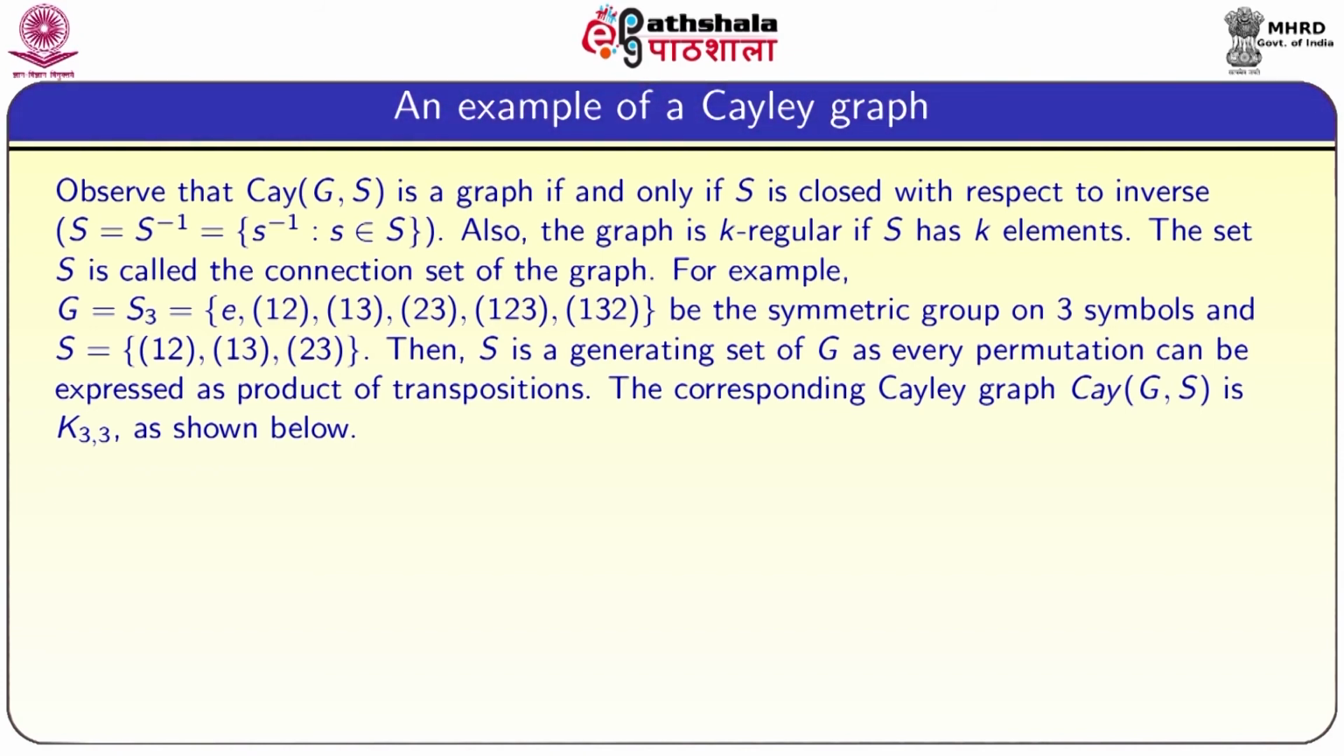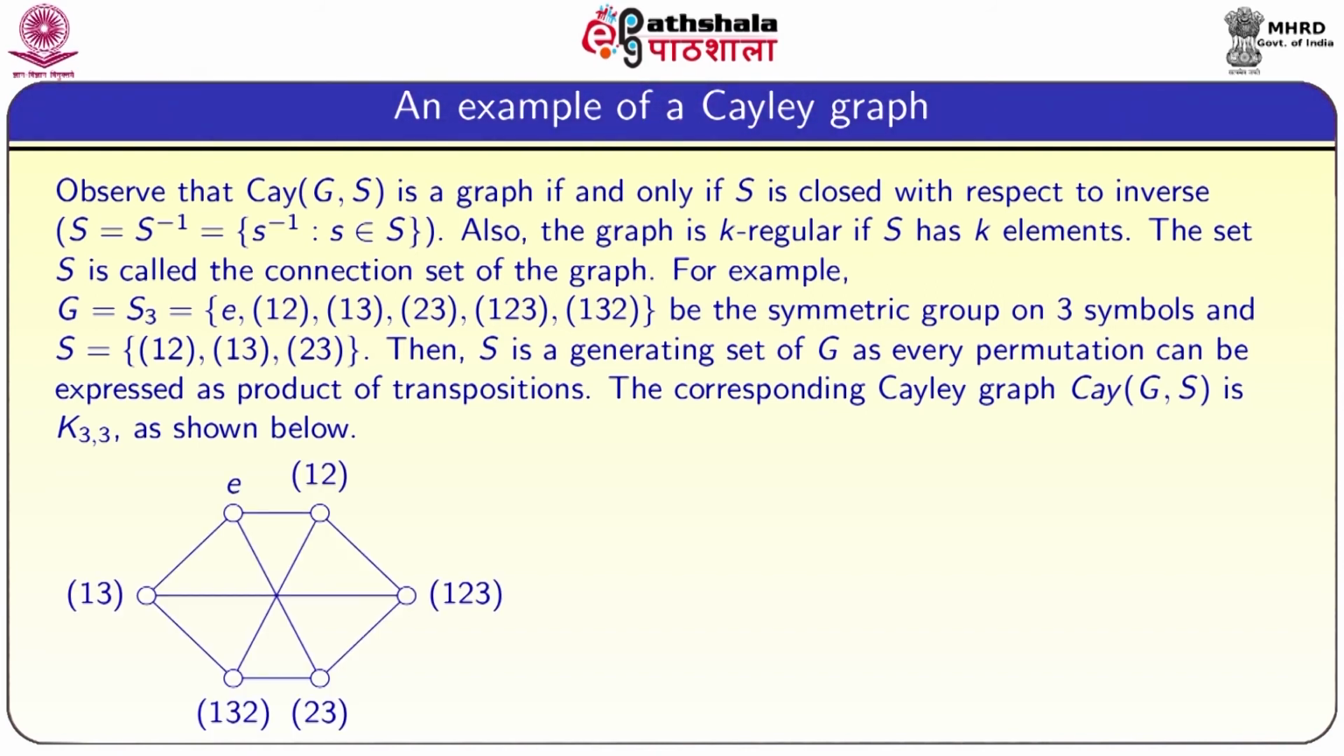The symmetric group on 3 symbols. Now if you take S equal to {(1 2), (1 3), (2 3)}, then it is easy to see that S is a generating set of G, as every permutation can be expressed as a product of transpositions. Transposition means a permutation of length 2. For example, (1 2 3) is not a transposition. The corresponding Cayley graph Cay(G, S) is simply K3,3, as shown below.